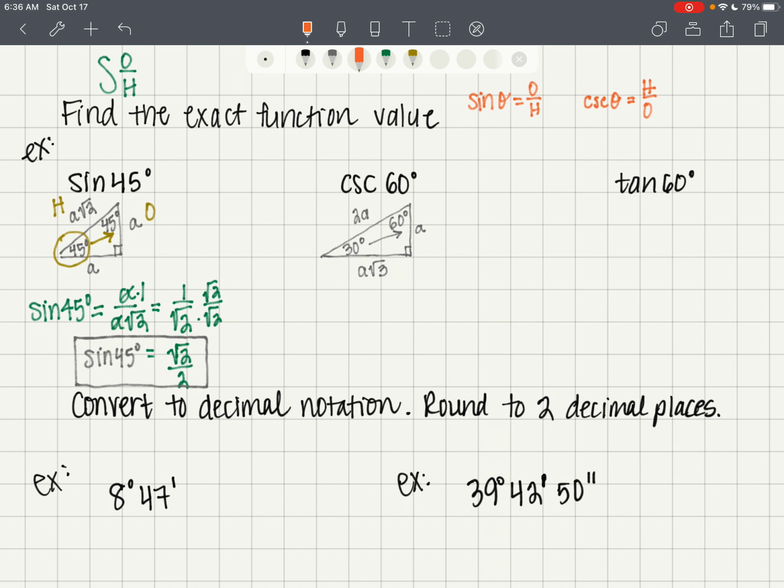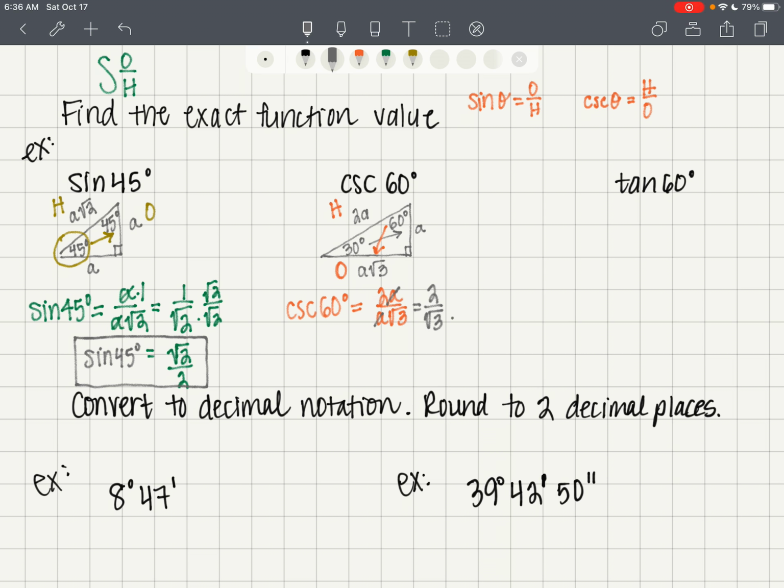So we're going to write that down. The cosecant of 60 degrees, because now our angle actually has a measure, is the opposite. So our opposite now is A times the square root of 3, and the hypotenuse is 2A. So it's going to be 2A, which is your hypotenuse, over the opposite side. Now the A's are going to cancel out. That's going to give us 2 over the square root of 3.